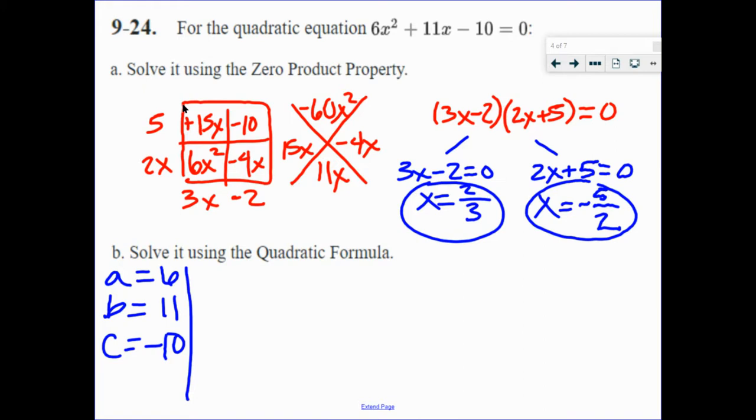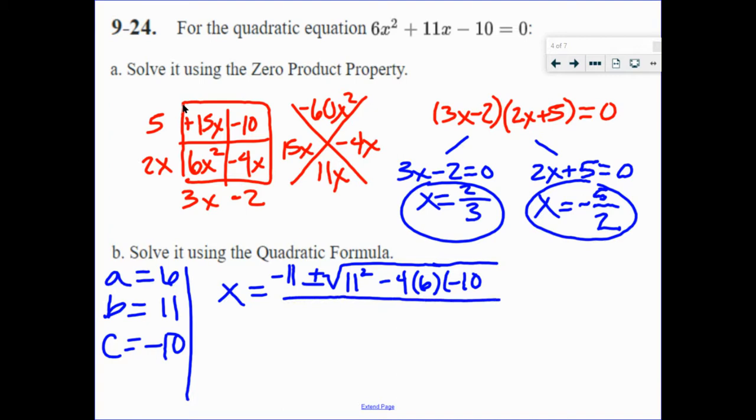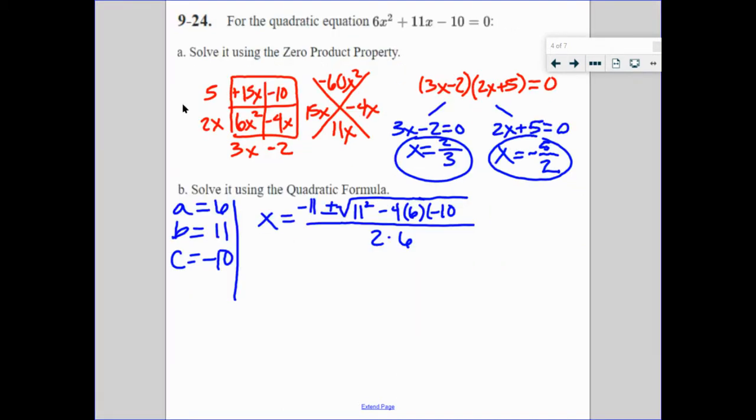All right. So when we're writing out the formula, x should be a negative 11 plus or minus the square root of 11 squared minus 4 times 6 times negative 10, all over 2 times 6. All right. So hopefully you're pretty organized and write this out completely.